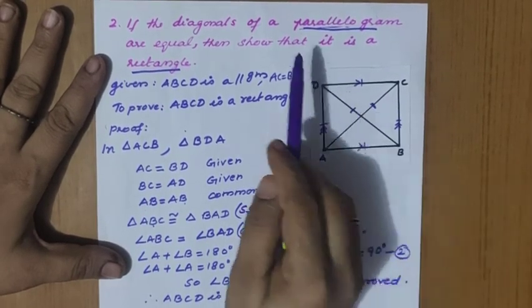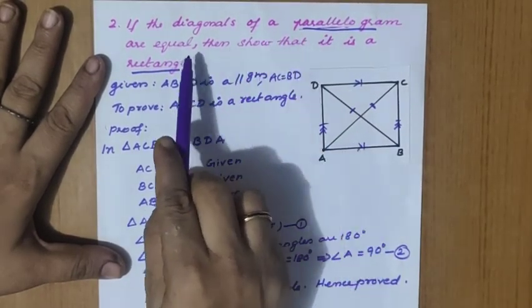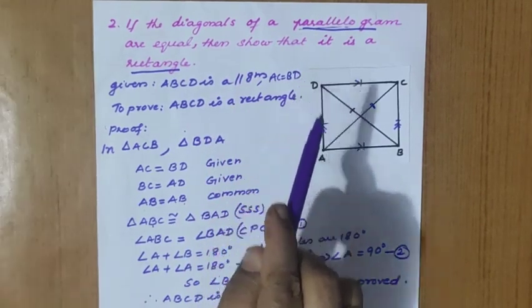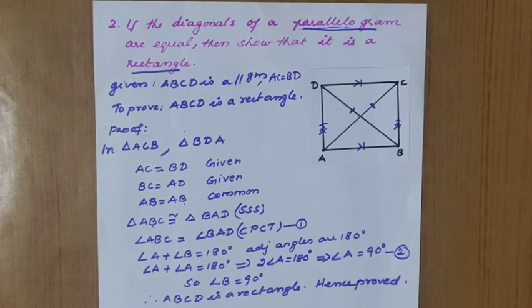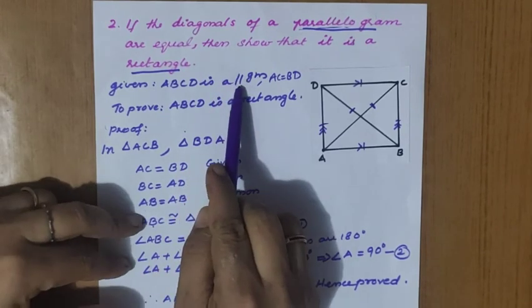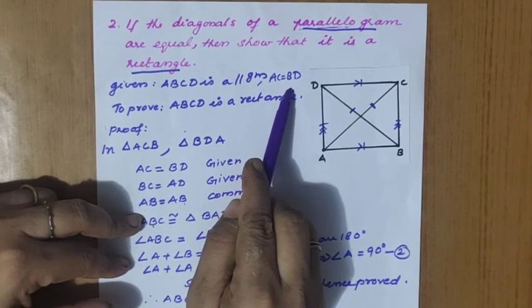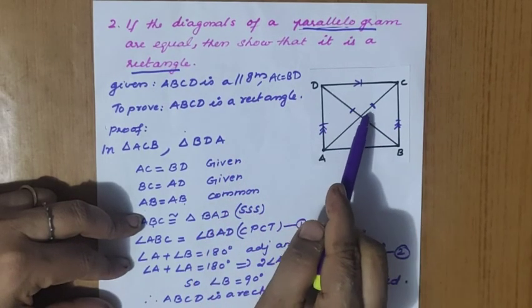So I repeat the question. If the diagonals of a parallelogram are equal, then show that it is a rectangle. So what is given in the question? ABCD is a parallelogram with equal diagonals. That means AC equals BD. We already marked it in the question.